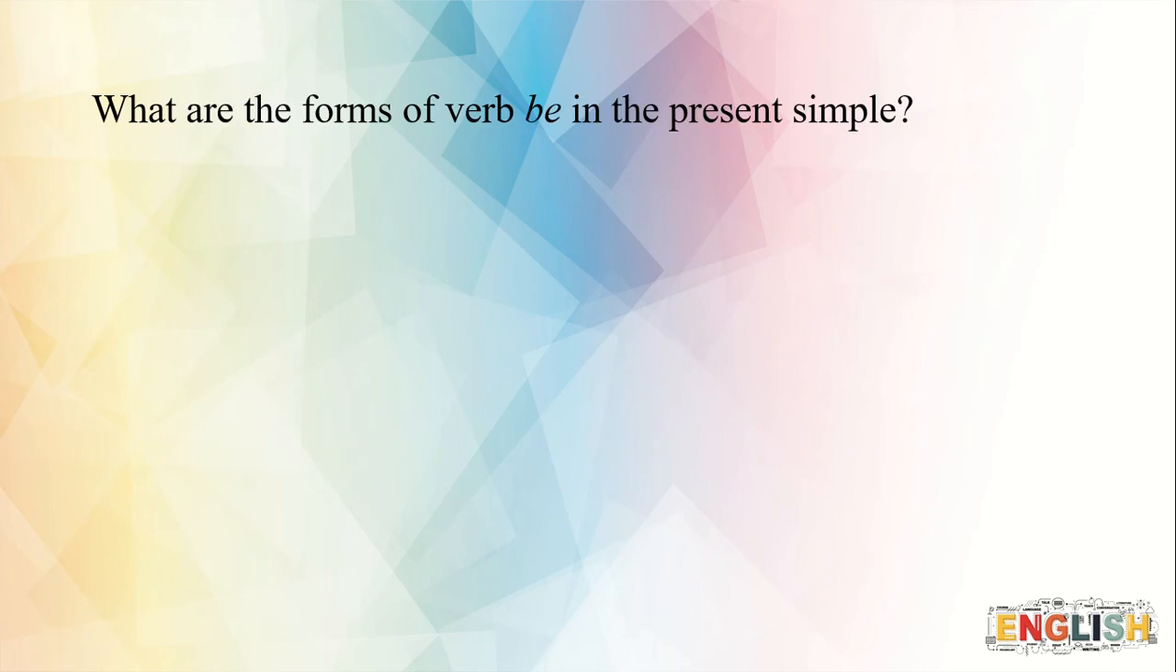Good. We know that the verb be has different forms. Can you remember the forms of verb to be in the present simple? We have am, is, and are. The form we use depends on the subject.